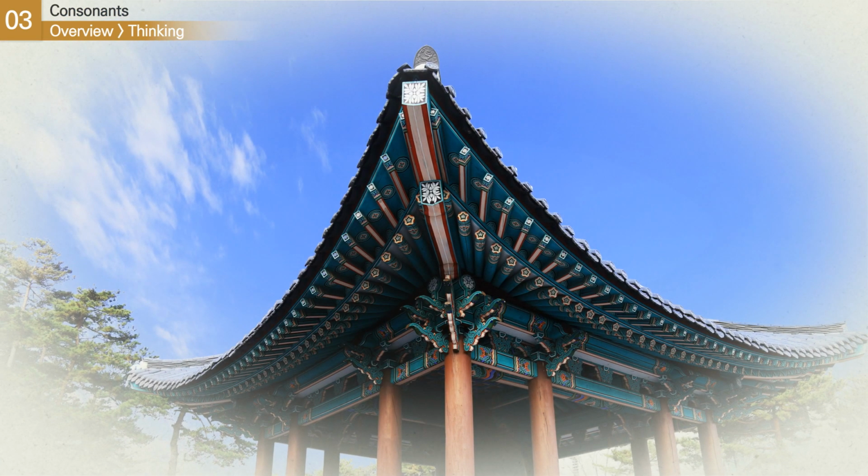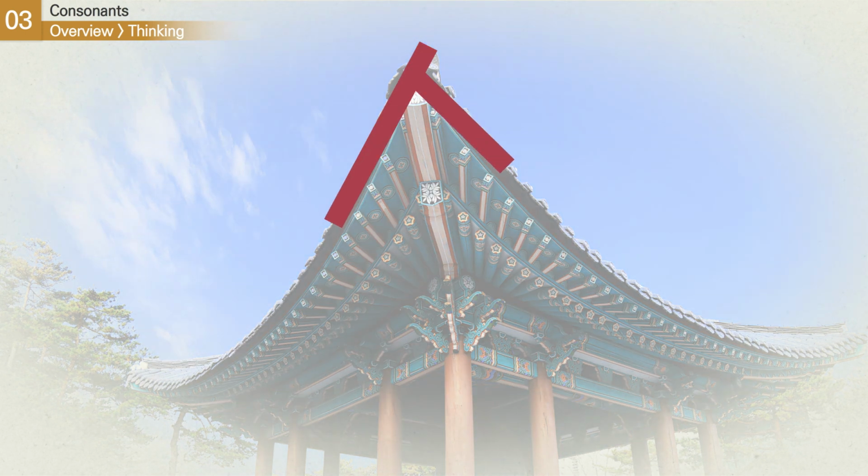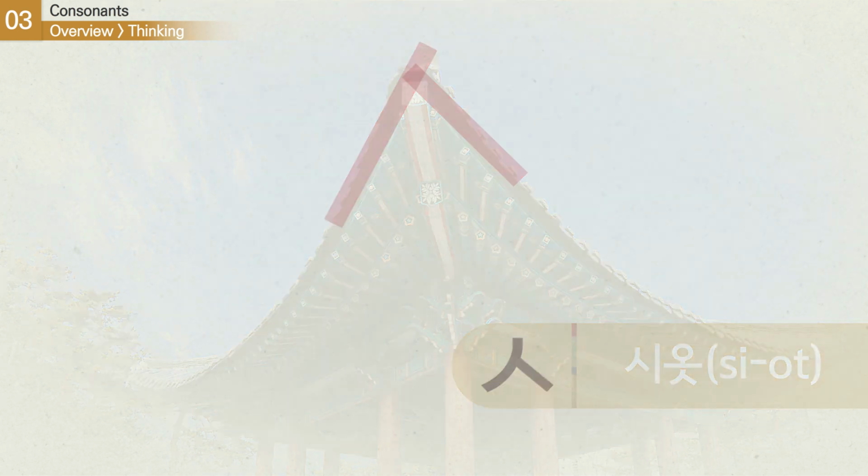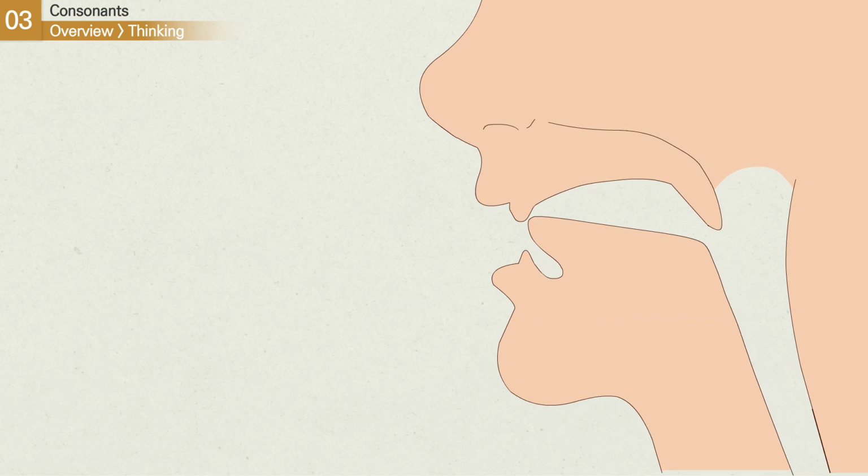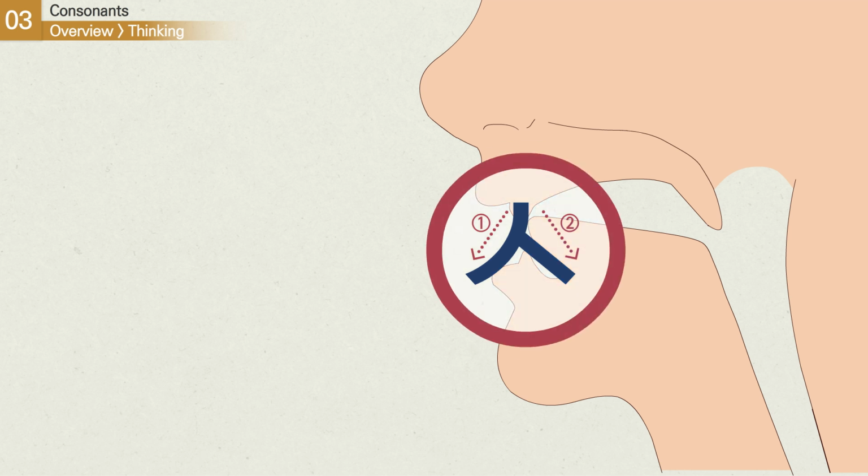This is a traditional Korean style building. What characters do you see in the picture? Can you pick out any particular shapes? See the roof? That is the same shape as the 시옷 character. When you pronounce the character 시옷, you will find yourself making the same shape with your tongue and teeth as that of the roof. As I have mentioned before, Korean consonants take on the shape of the parts doing the vocalizing when we make the corresponding sound. Let's look at some more consonants.